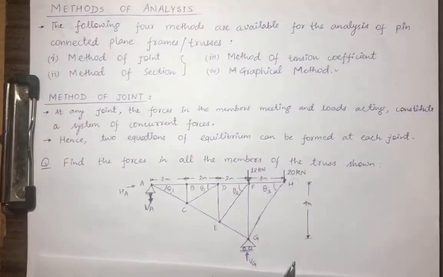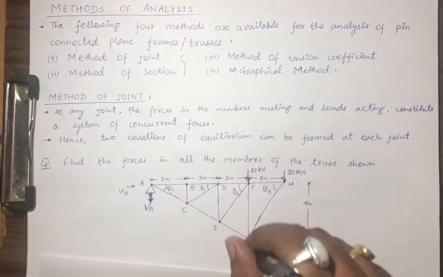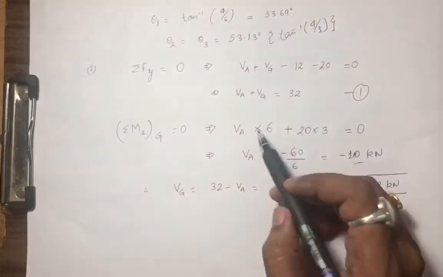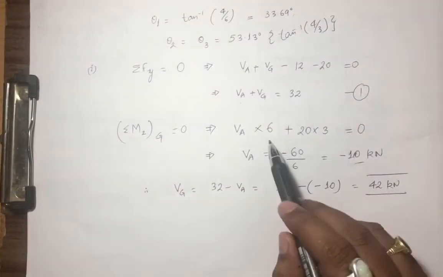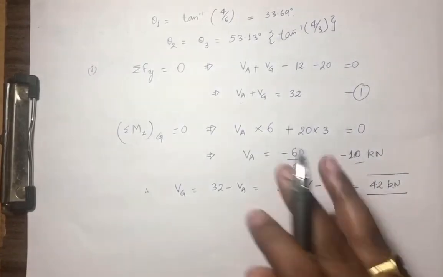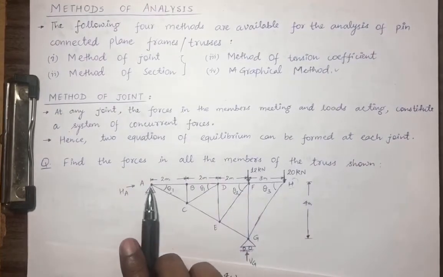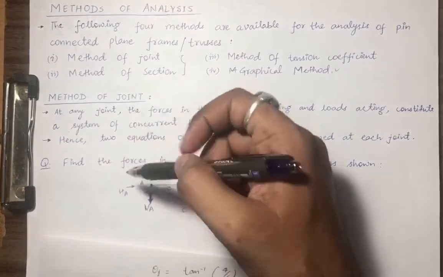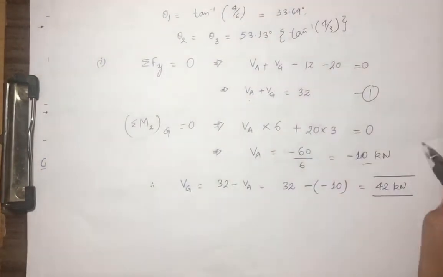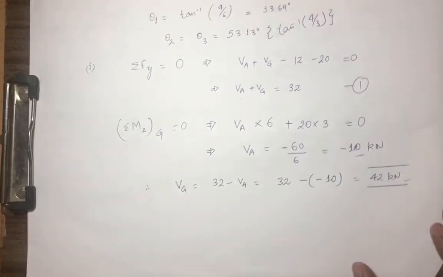Now by taking the moment at point G, what we are getting? Two forces are passing through point G. So moment of these two forces will be 0. So Va into 6 plus 20 into 3, these are the distances, is equal to 0. So Va is coming out to be minus 10. Minus 10 means we have assumed upward Va, but it is coming negative, so it will be in downward direction. Clear? And Vg will be 32 minus Va, so it is 42.